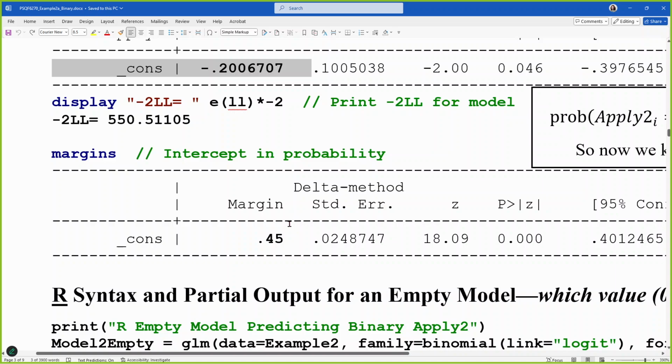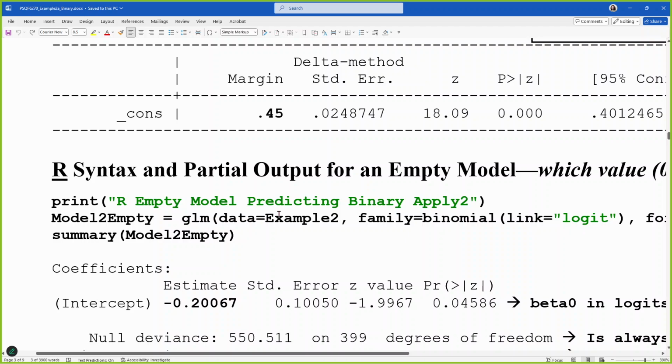Okay, so we got it. We know what's up. How about some slopes? We can do it.